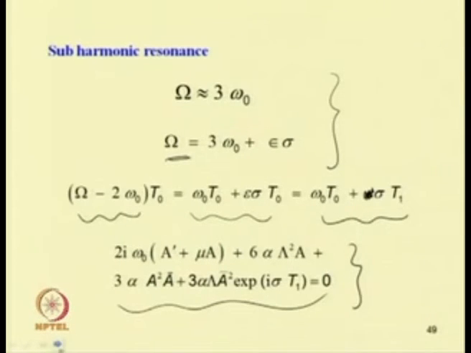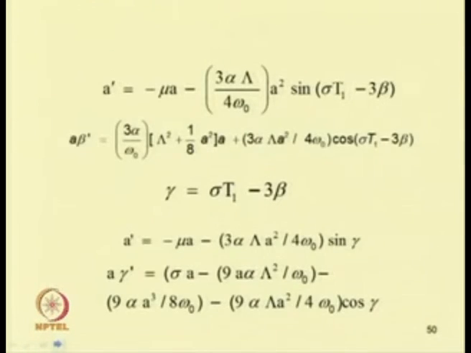Now, proceeding in a similar way by substituting a equal to half a to the power i beta, and separating the real and imaginary parts, we obtain these two equations: a dash equals minus mu a minus 3 alpha lambda by 4 omega 0 a square sin of sigma t 1 minus 3 beta, and a b dash equals 3 alpha by omega 0 into lambda square plus 1 by 8 a square into a plus 3 alpha lambda a square by 4 omega 0 cos of sigma t 1 minus 3 beta.